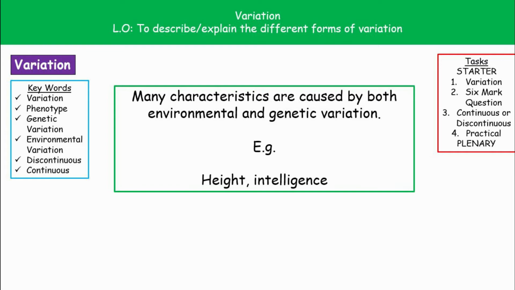So we need to remember that we've actually got three different things we talk about when we're referring to variation. Those caused by genes, so the genetic variation only, the environmental only, and then those that are caused by both the genes and the environment working together. So make sure you've got that written in your book, and make sure you remember those three causes of variation.